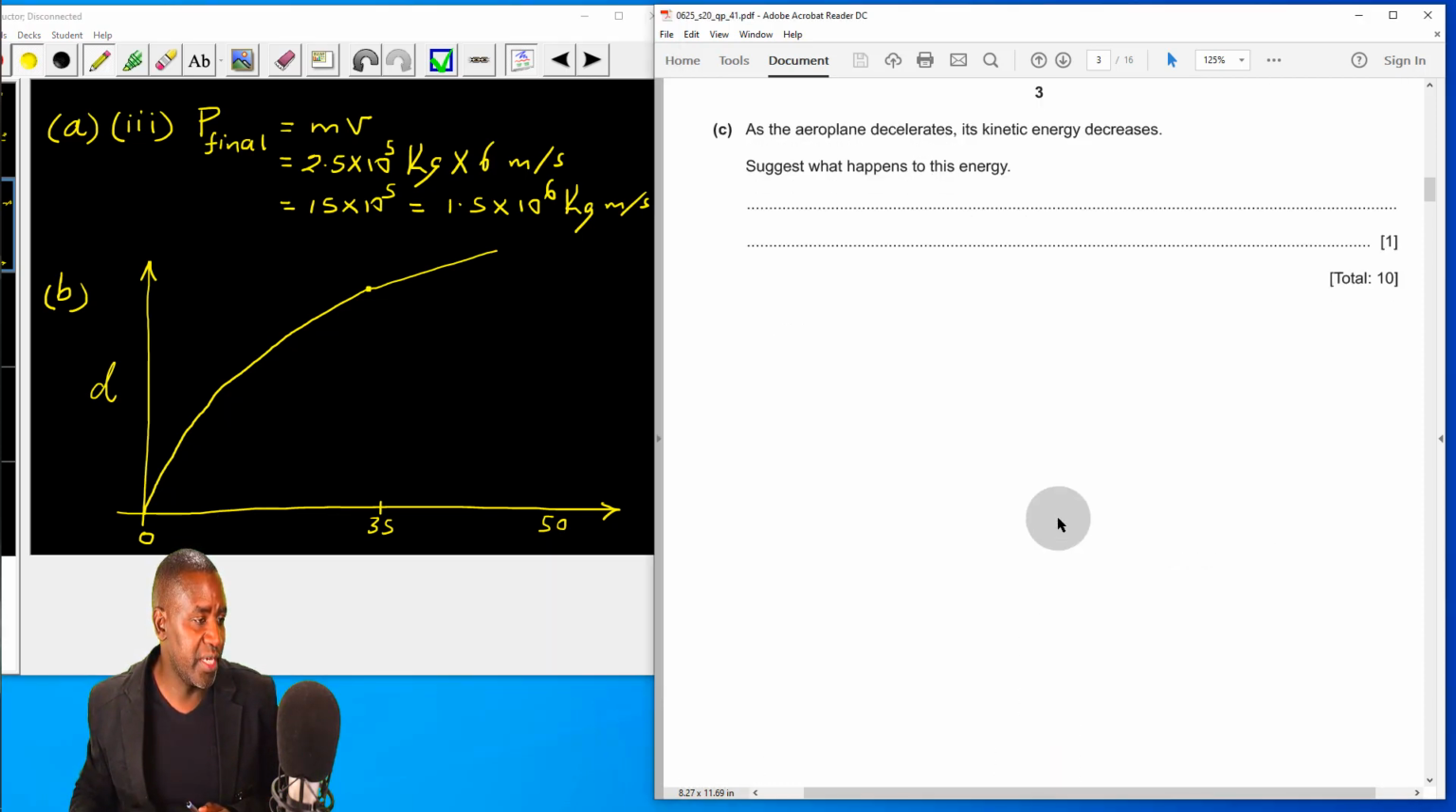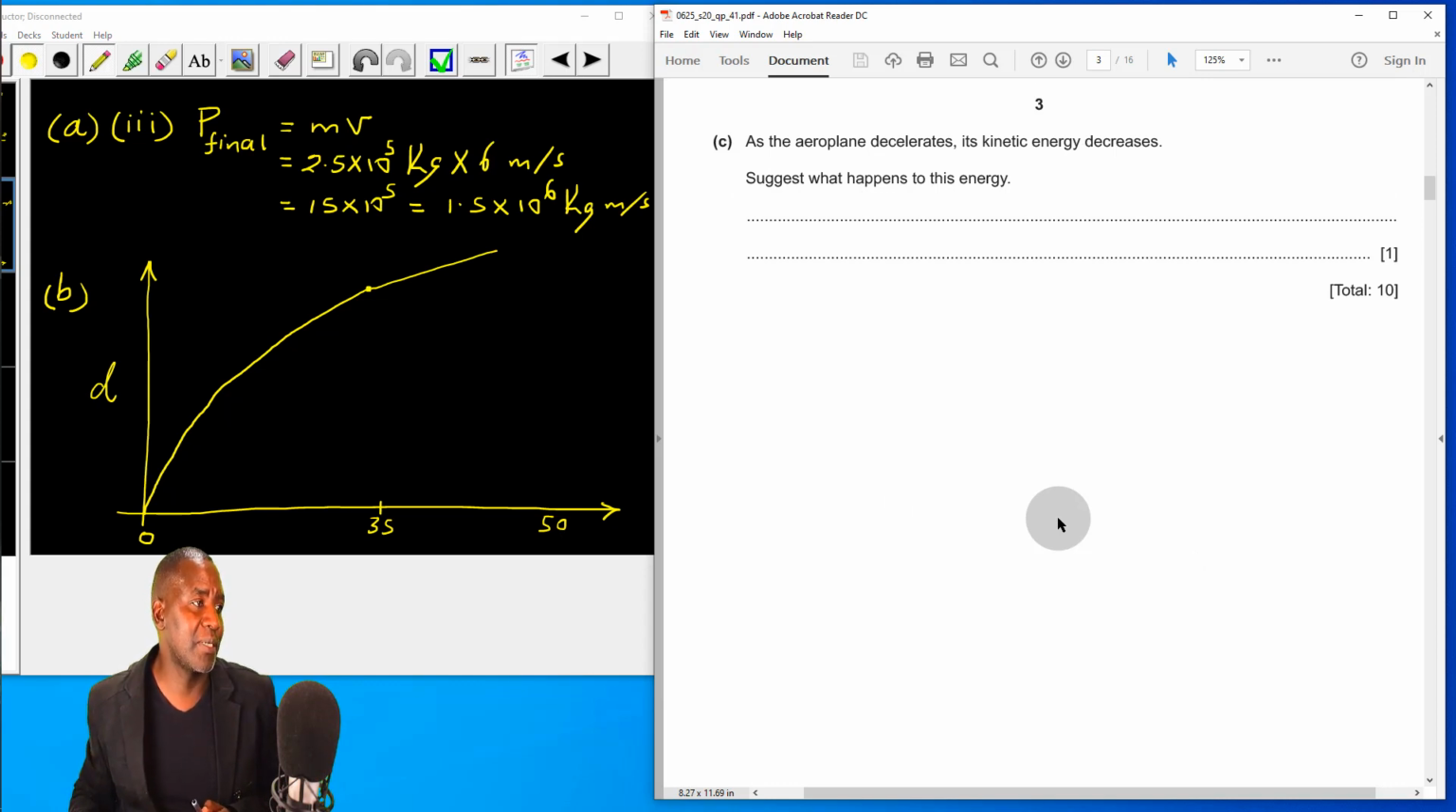Next, let's see whether there is another part. There is definitely another part, part C. As the aeroplane decelerates, its kinetic energy decreases. Suggest what happens to this energy. You see, as it decelerates, as its speed decreases, its kinetic energy automatically is decreasing. And that happens between 0 and 35 seconds. Its kinetic energy is obviously decreasing. What is happening to this energy?